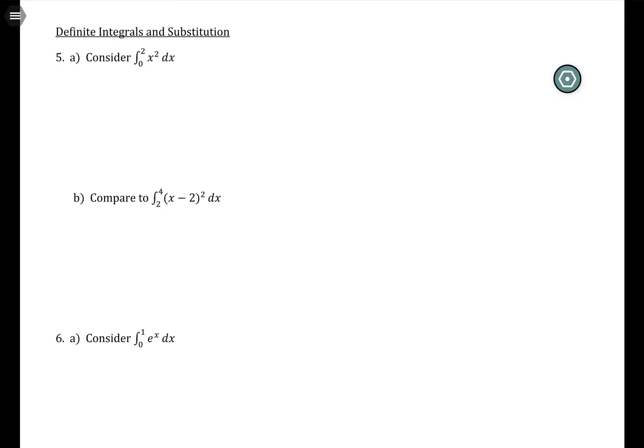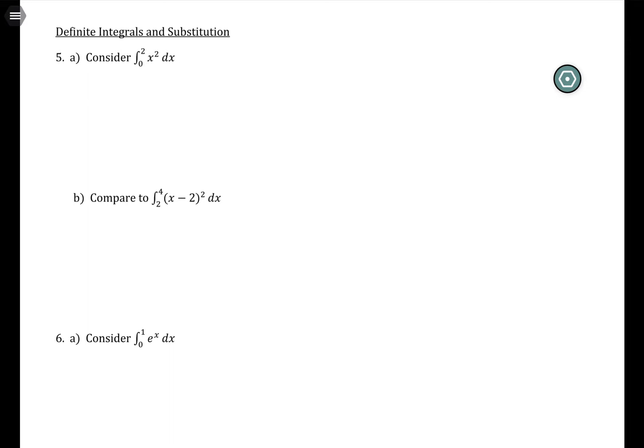Everyone, we need to talk a little bit about what happens when you do substitution and you're working on a definite integral, because something does happen. And I want you to be really careful about this. There's more than one way to get to the right answer, but there's a specific thing I'm going to be looking for you to do. So just make sure you pay attention to the way I work through these.